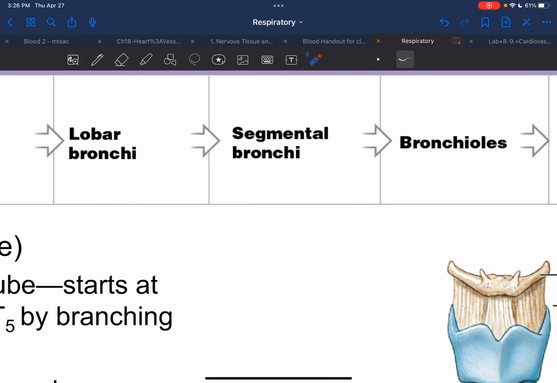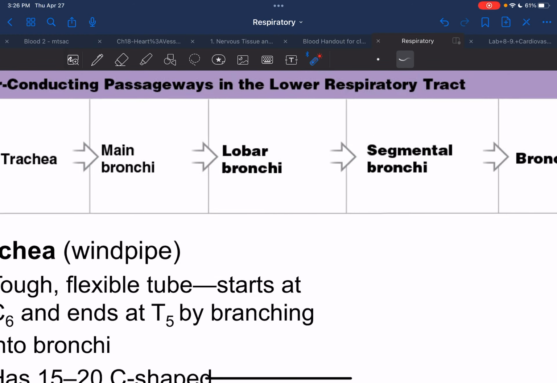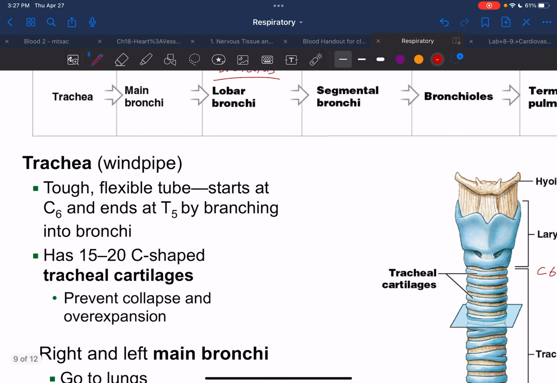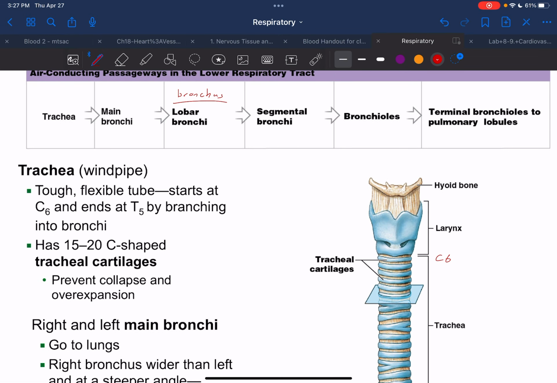So it's a play off of the word bronchi or bronchus. And let's clarify that. Bronchus. Bronchus is singular. Bronchi is plural.